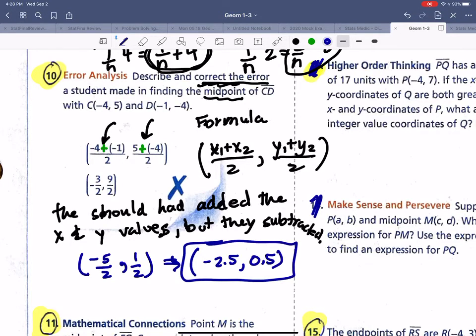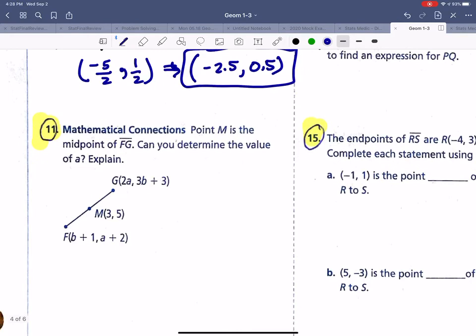Now let's take a look at 11. Okay, so on 11, it says, mathematically, if point M, that's weird, they gave us the answer, so we're kind of working backwards. If the midpoint is 3, 5, can you determine the value of A? Okay, I think I can, but it's a lot of algebra. Most of us are out of practice. So let's give ourselves a little bit of time to practice some algebra.